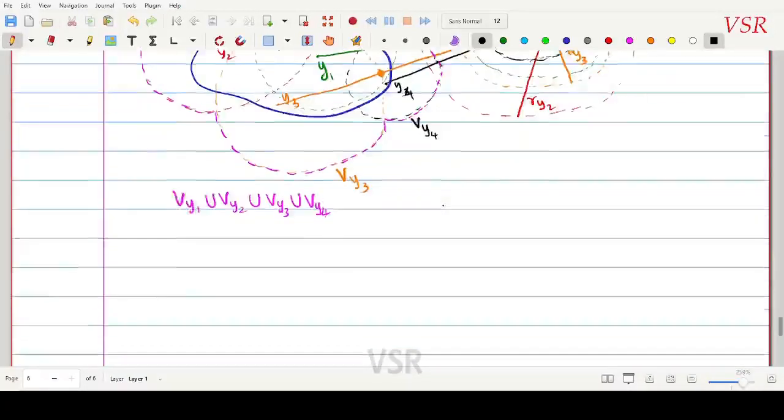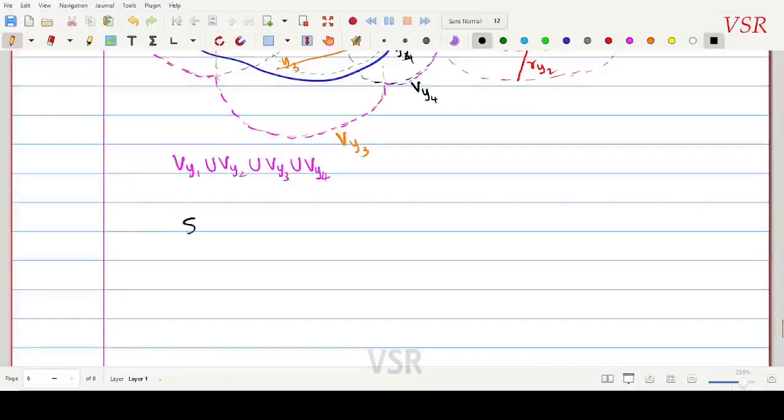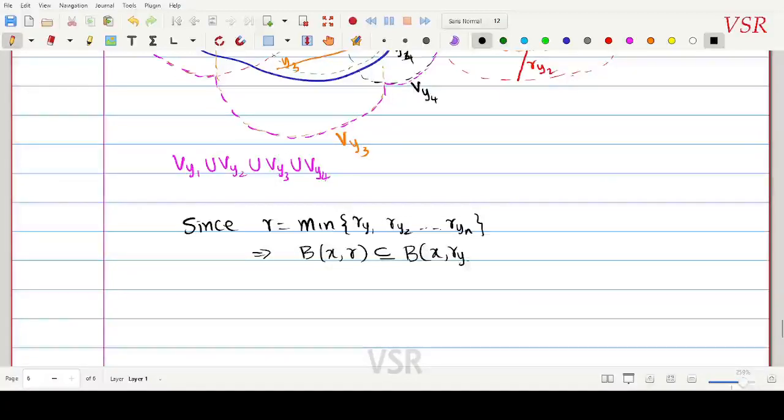I have given the explanation for why I have taken the minimum here. Okay, so since R equal to minimum of RY1, RY2, up to RYN, this implies that the ball with the center X radius R is contained in the ball with the center X radius RYI for every I equal to 1, 2 to N. Is this okay? The center is the same, but I draw the circle with the smallest radius. Then that circle will be inside all the circles.